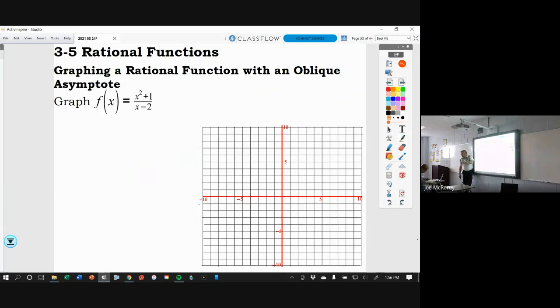But from notes the other day, we said that if the numerator is 1 degree larger than the denominator, then there's an oblique. Do we have a difference of 1? Yes. So we have an oblique asymptote. Wait, what happens if the bottom's smaller again? If the bottom's bigger, it's y equals 0. Okay, I got it.